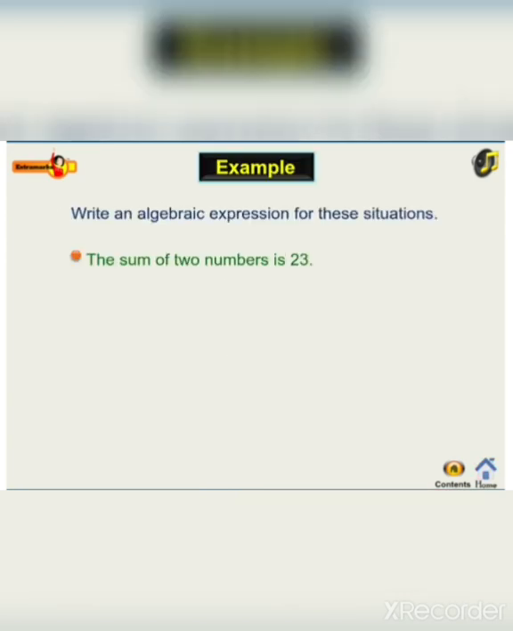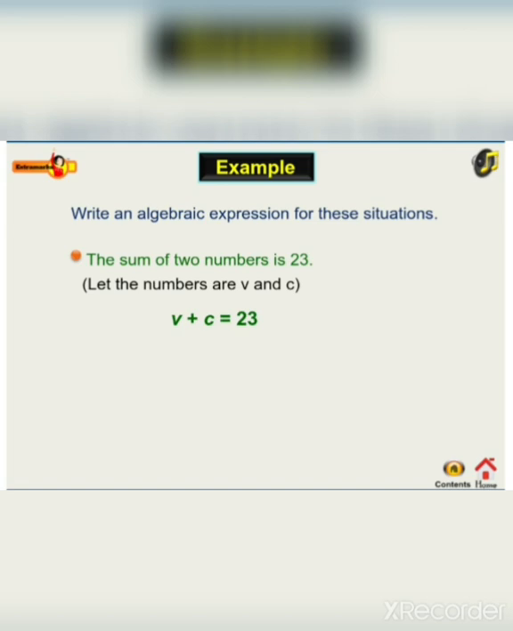Let us work out an example. Write an algebraic expression for these situations. The sum of two numbers is 23. Let the numbers be V and C. Then V plus C is equal to 23.